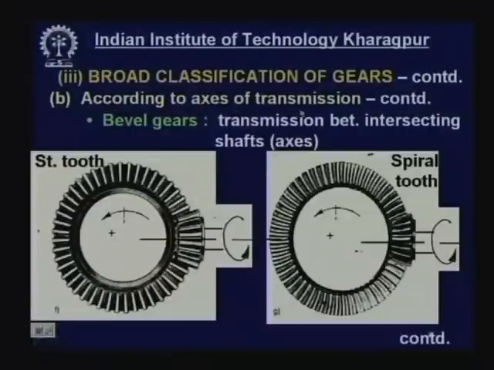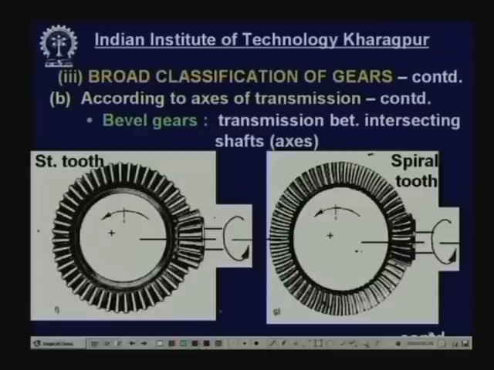Now, according to axis of transmission, continued. Previously we saw parallel shafts. Now, bevel gears, transmission between intersecting shafts. Suppose this is one bevel gear, this is one shaft. So, there will be another bevel gear with another shaft. So, these are two gears. They will transmit from this shaft to this shaft.